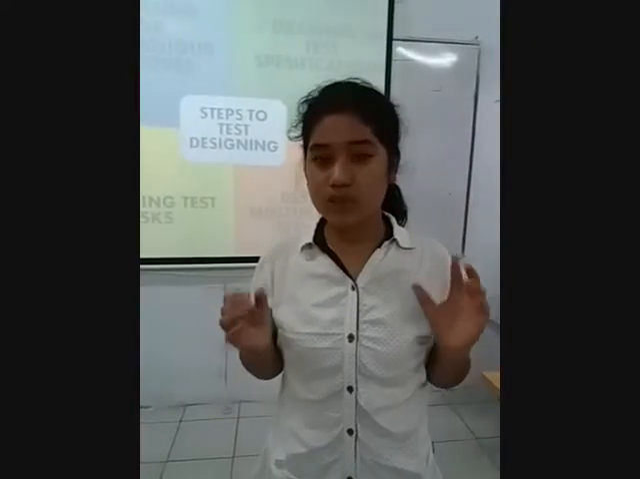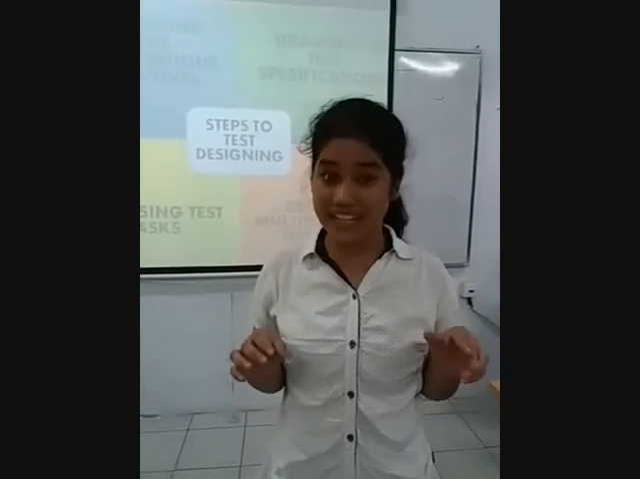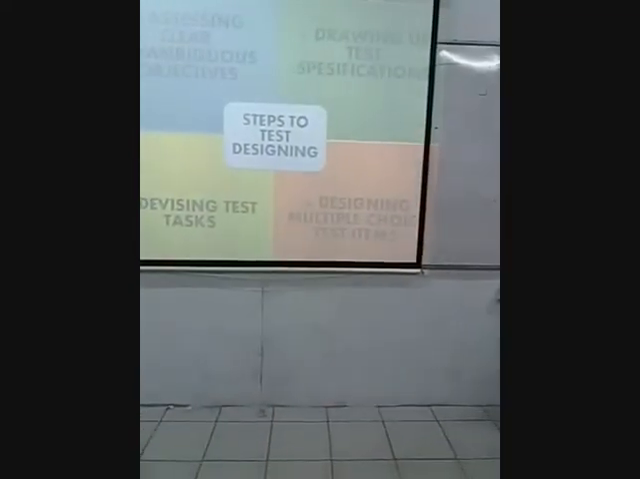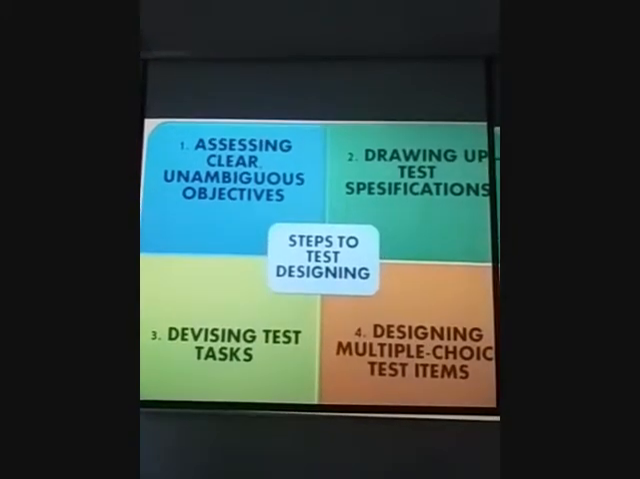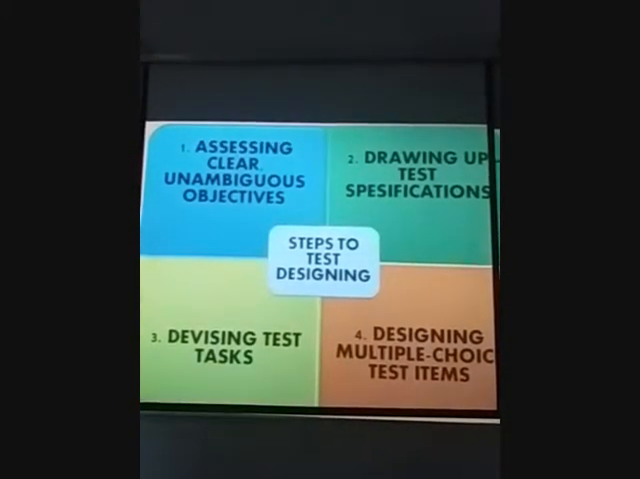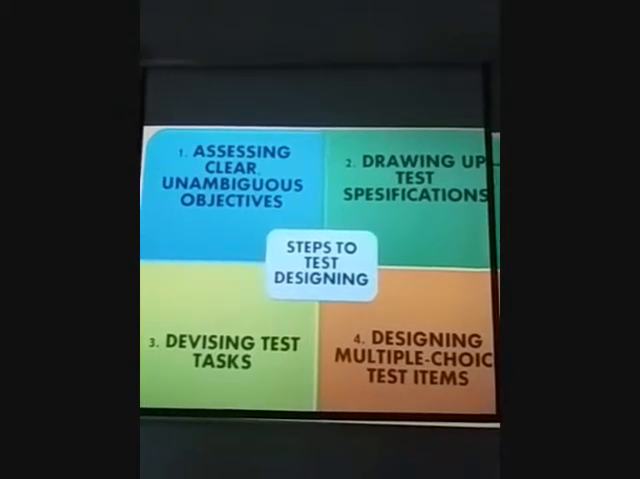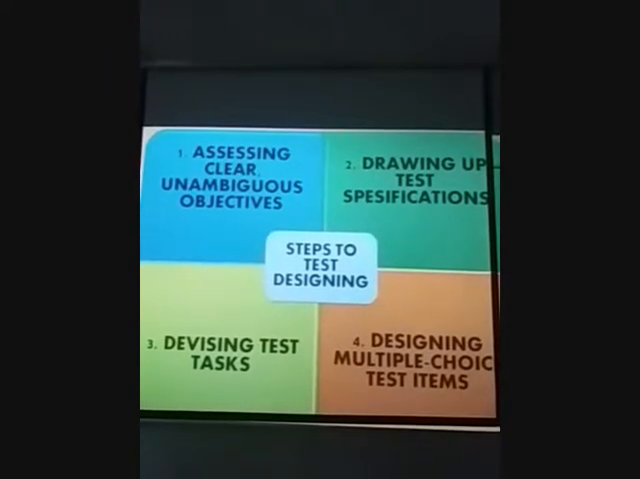Now I will continue my friend's explanation about the steps in test designing. Okay, have a look at the slide. There are 4 steps to test designing. The first is assessing clear or unambiguous objectives. The second, drawing up test specifications. And the third, devising test tasks. And the fourth, designing multiple choice test items. Have a look at each of them.